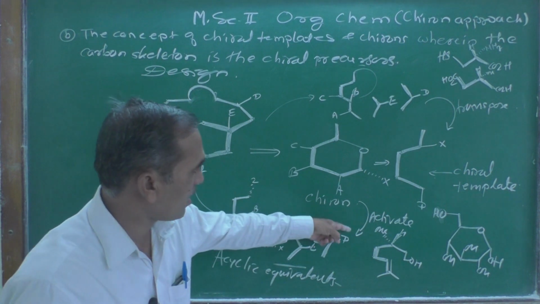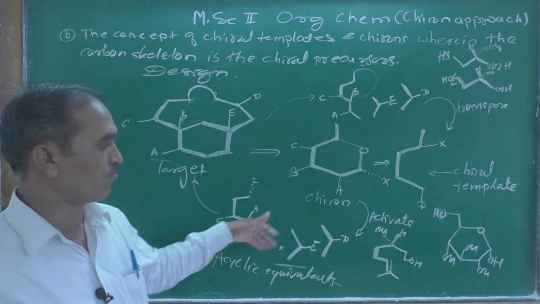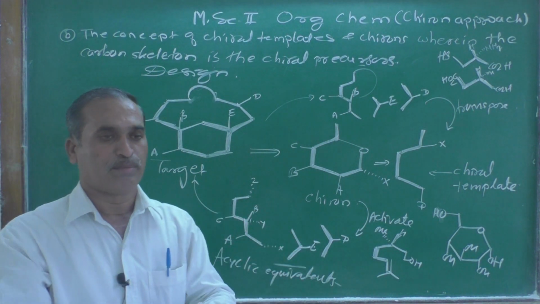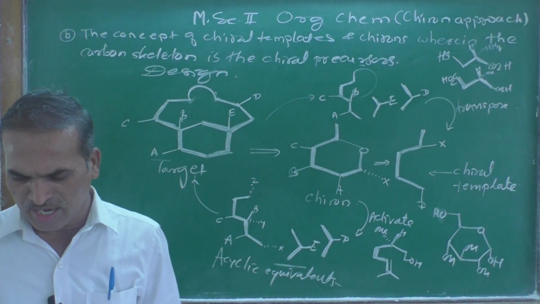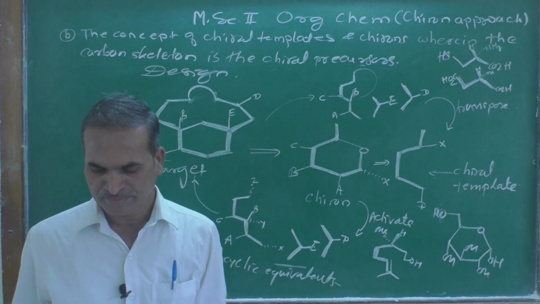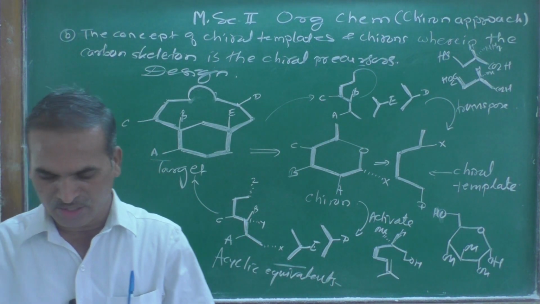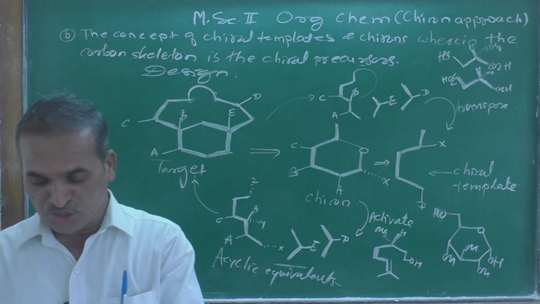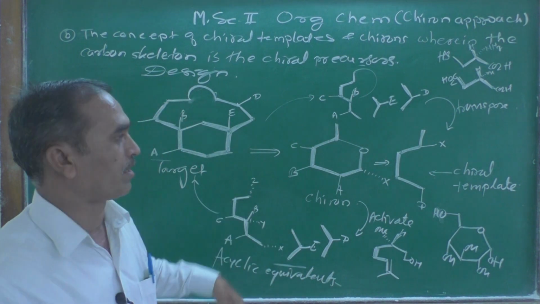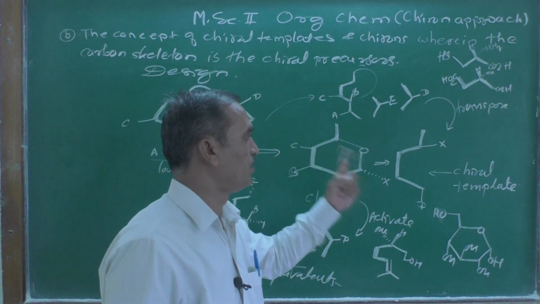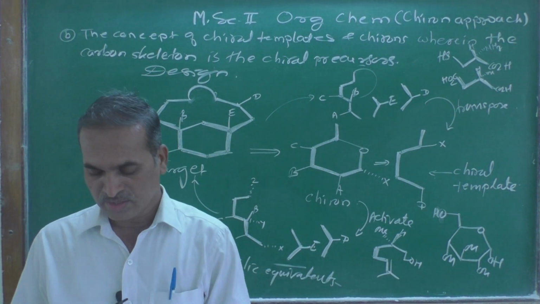And now this chiron may be activated here, and you will get this type of acyclic equivalent over there. You try to bring them together, assemble them together, and you can synthesize that compound, which is the target molecule which is medicinally useful. So this is a synthetic design with chiral templates, and the generation of chirons, how it is obtained. That is the generalization we have seen over here.